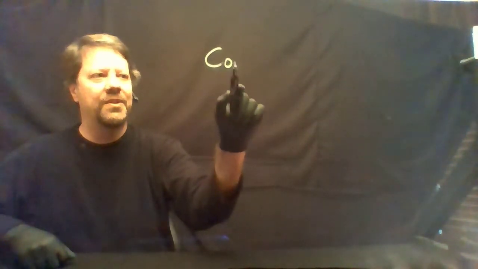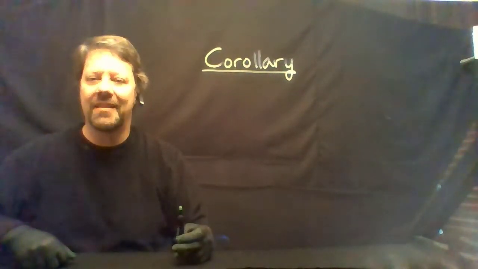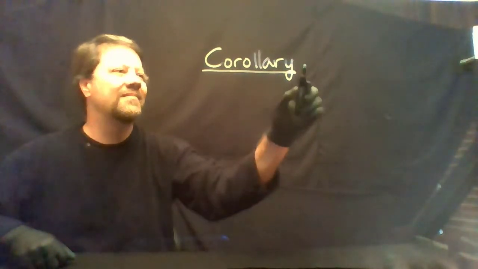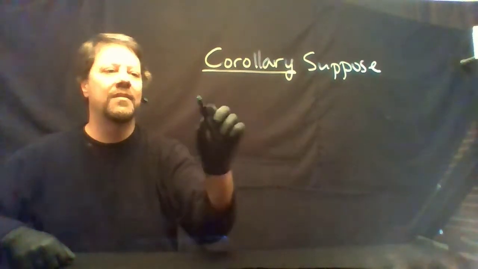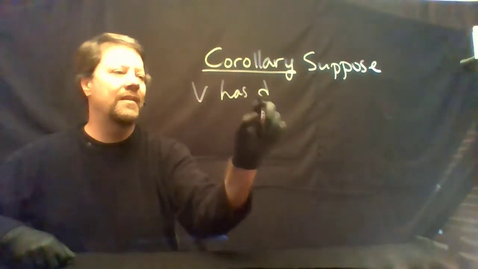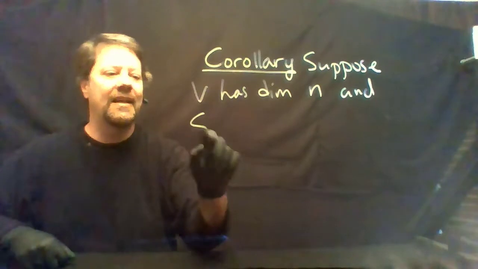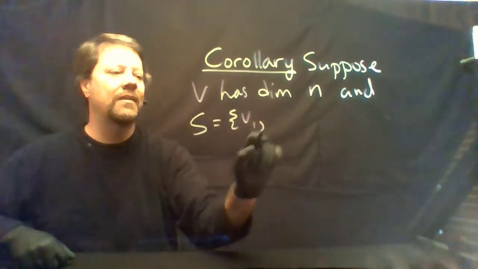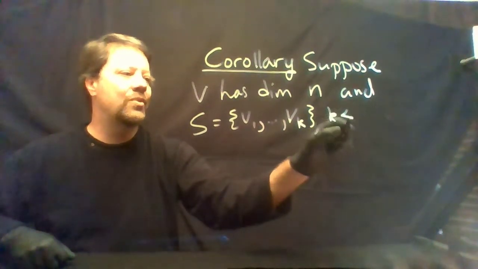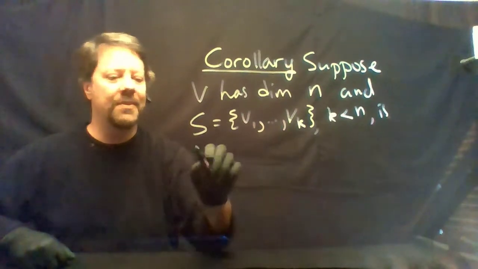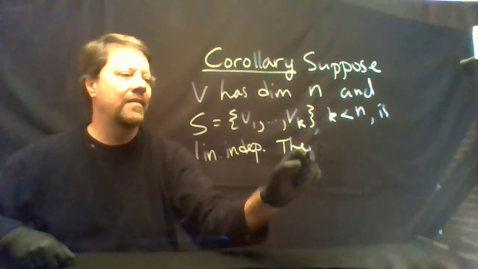In our last theorem, which we'll call a corollary, a corollary is a theorem that is a consequence of another theorem. We'll say, suppose V is a vector space. It has dimension n. And S is the set V1 through Vk, k strictly less than n. And suppose this is linearly independent.